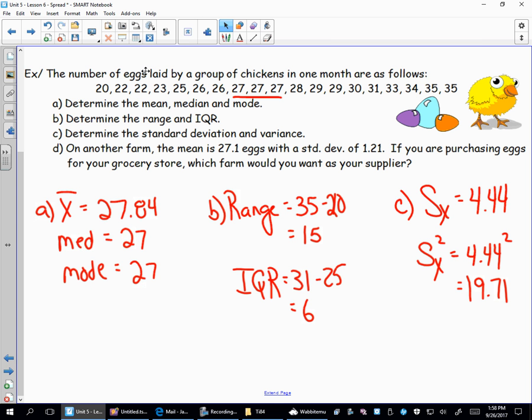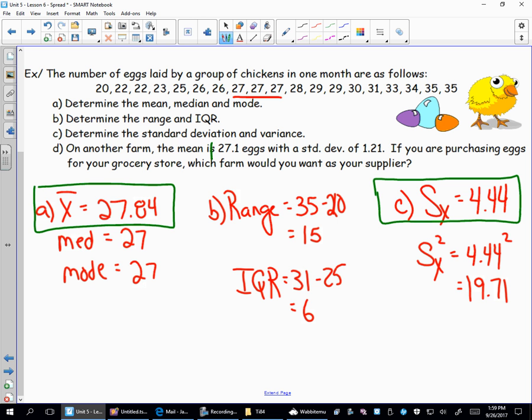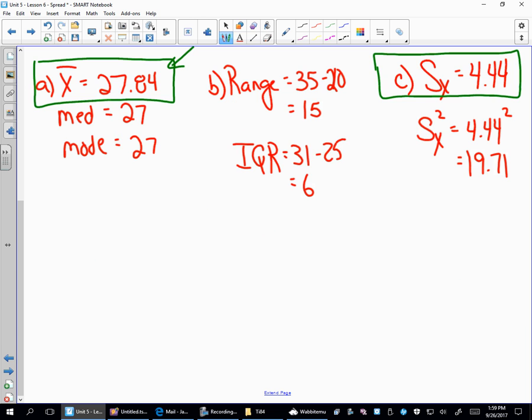Okay, part D. On another farm, the mean is 27.1 eggs, with a standard deviation of 1.21. So we're comparing. If we're purchasing eggs for a grocery store, which farm would you want as your supplier? We need to compare our numbers, standard deviation and mean, to the other farm's standard deviation and mean. Which farm is better? Well, look at the average. Farm number 1 looks better. But looking at my standard deviation, my consistency value, and remember low is good, farm number 2 is better. So how do I answer this question? Really there isn't a wrong answer. There are better answers and worse answers, but no wrong answer.